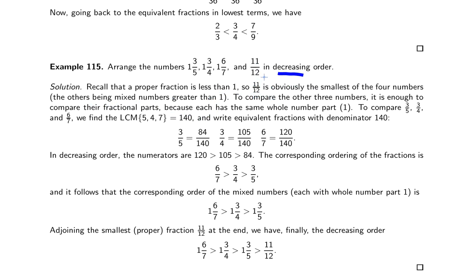Yeah, so the first thing, you can see 11 over 12 is definitely the smallest since these guys are bigger than 1. Again, 1 3/5 means 1 plus 3/5, 1 plus 3/4, 1 plus 6/7. So this guy, we can separate out. This is the smallest, so this will come last. All right, so then we can compare these three. We can ignore those ones, so just subtract 1 from all 3 of these. So they'll still stay in the same order.